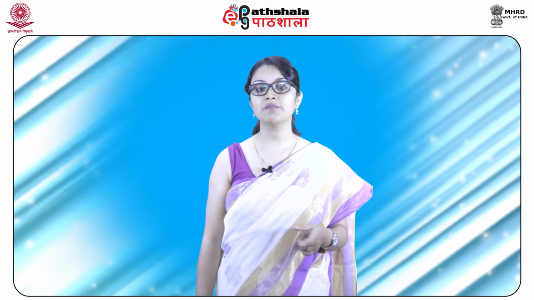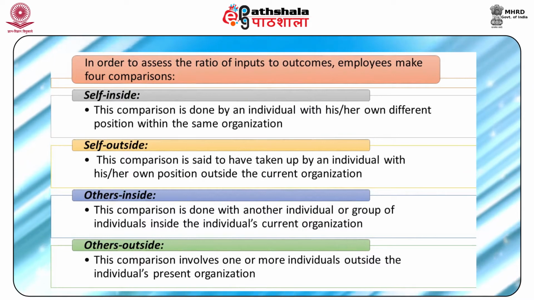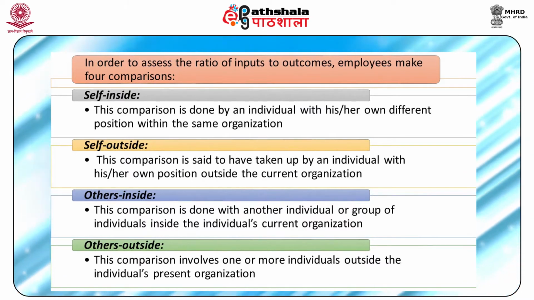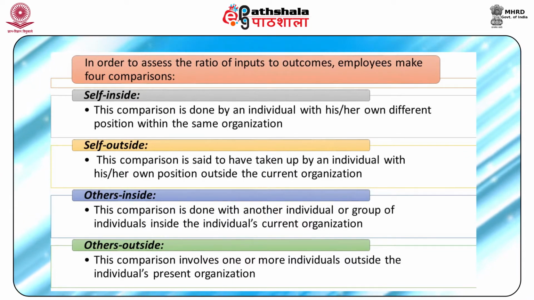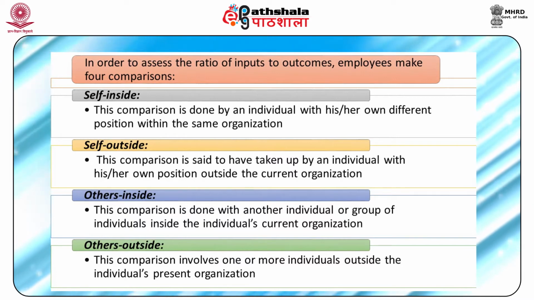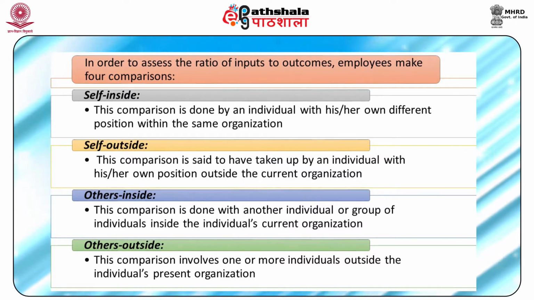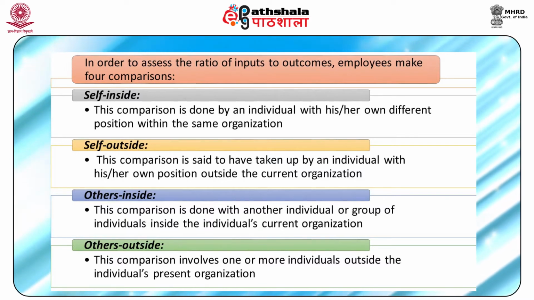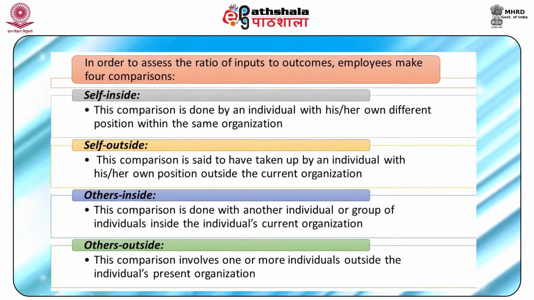Now, when you talk about the comparison frames in order to assess the ratio of inputs to outcomes, employees make 4 comparisons. First is self-inside. This comparison is done by an individual with his or her own different position within the same organization. Second is self-outside. This comparison is said to have been taken up by an individual with his or her own position outside the current organization.